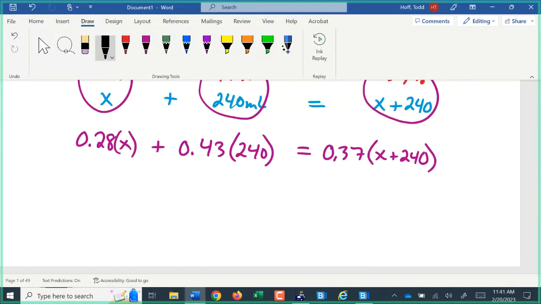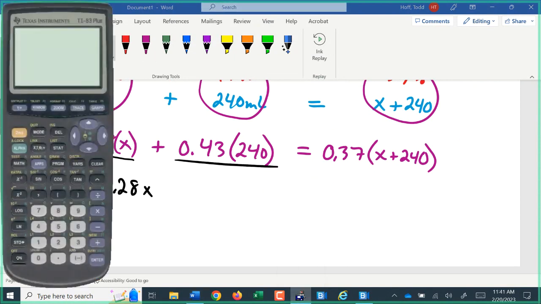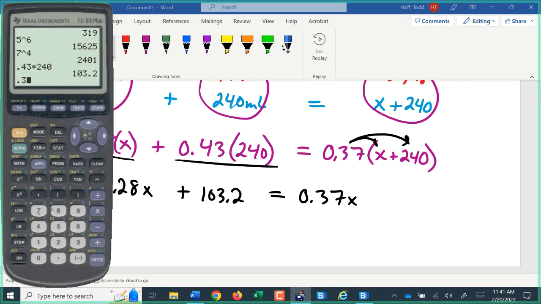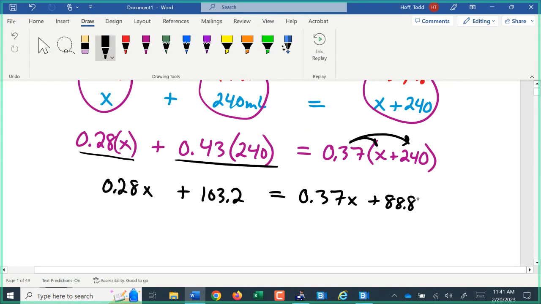So now we have to solve the equation. And our first step is to combine on either side. So on the left side here, 0.28 times X is just 0.28X. 0.43 times 240 is 103.2. Equals, on the other side, 0.37 times X is just 0.37X. And 0.37 times 240 is 88.8. Now we've combined everything that we can combine.